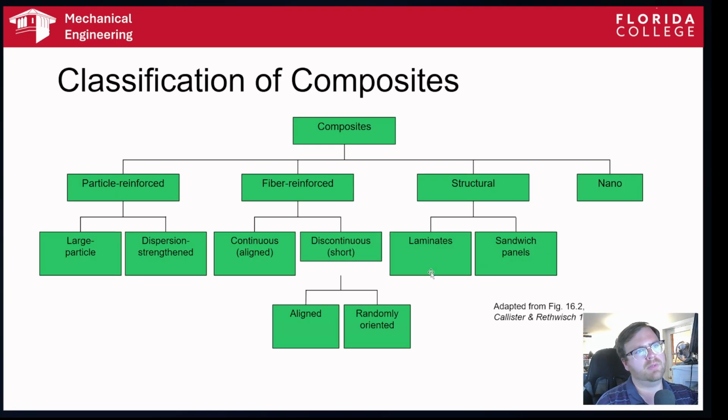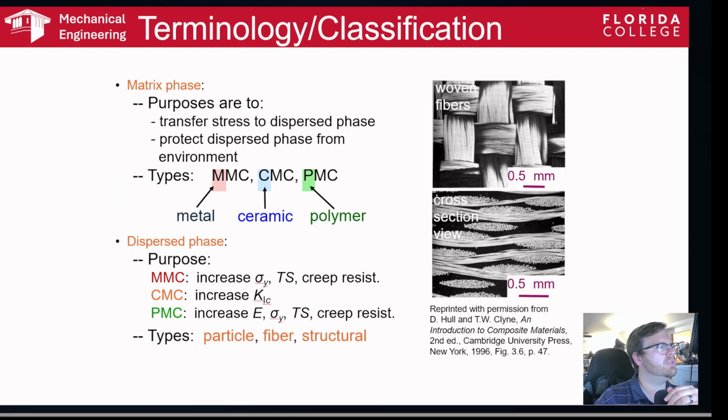Okay, so sandwich panels. And then you also have laminates. Laminates are basically thin sheets of material that you lay one on top of the other on top of the other. So imagine for a moment you have this weave pattern and you have a thin sheet of it, and then you take a second weave pattern and you lay it right on top, and then a third and a fourth and a fifth, and you just stack it up like that. Now you have a laminate material.